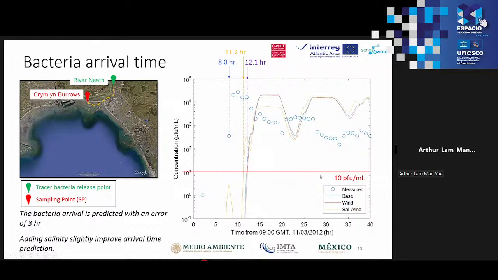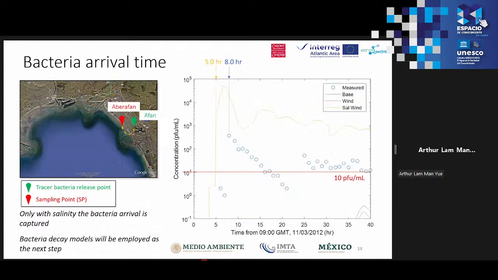Here we compare the measured and modeled bacteria concentration. We first look at bacteria released at river Neath and measured at a sampling location. You can see the model captures the bacteria arrival, and the bacteria arrival time predicted is 3 to 4 hours off. When we add salinity, it slightly improves the arrival time prediction.